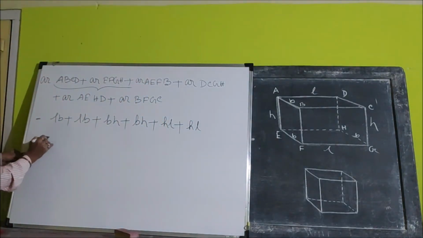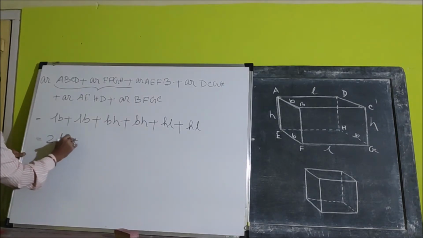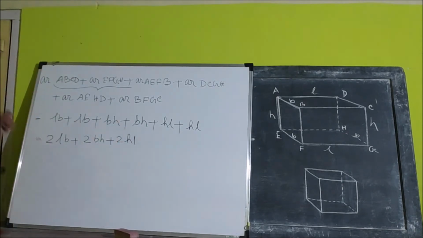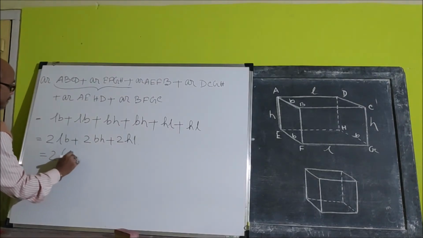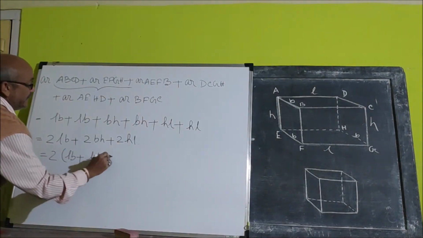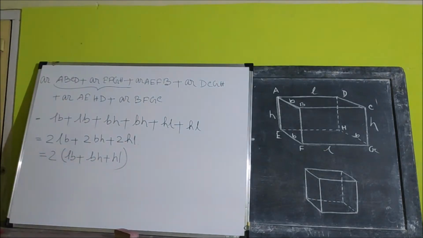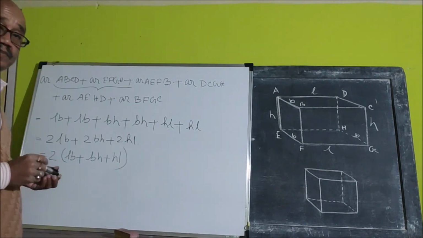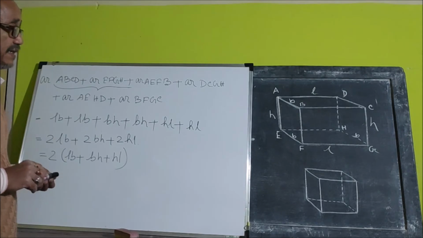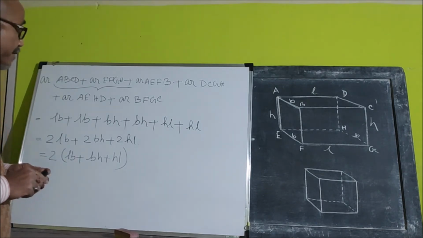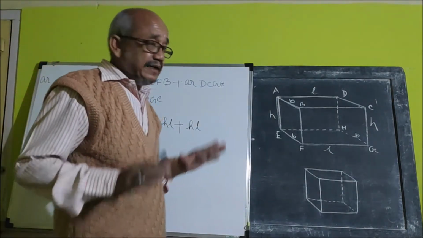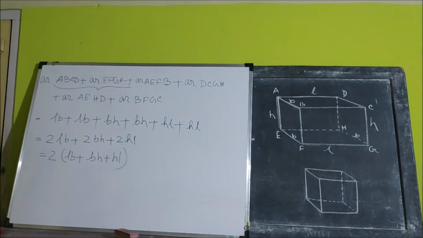Ultimately we get 2LB plus 2BH plus 2HL. Take 2 common: 2(LB plus BH plus HL). That is the area of a cuboid. Now you see, this is the area of a cuboid including all 6 sides.